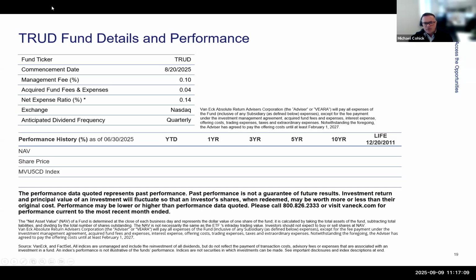On the next slide, we'll cover TruD, our consumer discretionary fund. It also launched on the 20th, trades on NASDAQ, and has the same low management fee of only 10 basis points, and its net is 14, with a slightly higher weight in the non-VanEck ETF, and it too pays dividends quarterly. And obviously, as these funds acquire a track record, there will be performance that will be reflected on these tables. You can see most recent performance on our website as well at vaneck.com.